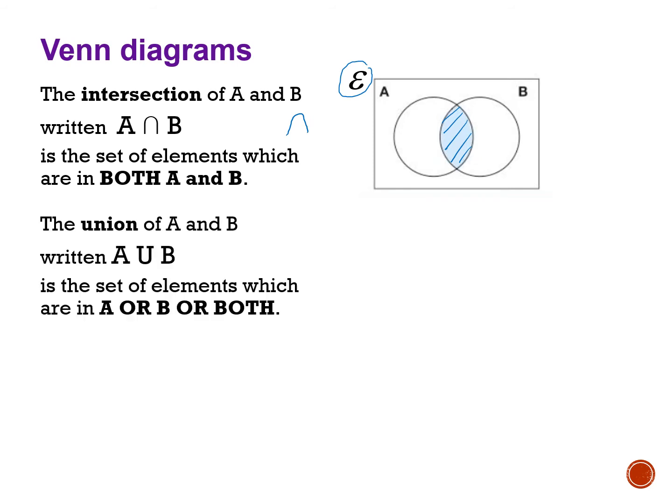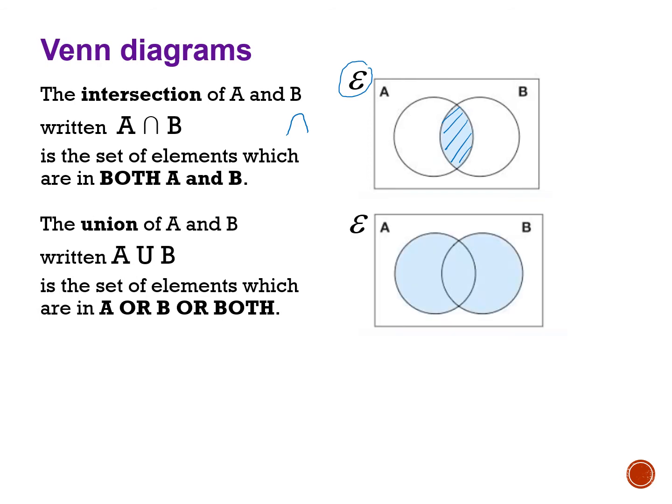We've got another symbol which means the union. How you can remember this is the union symbol looks like a big U. So you can remember U is union. The upside down one is intersection. Now the union of A and B is joining A and B together.